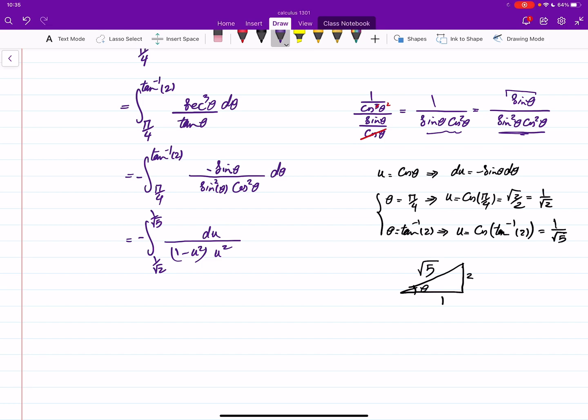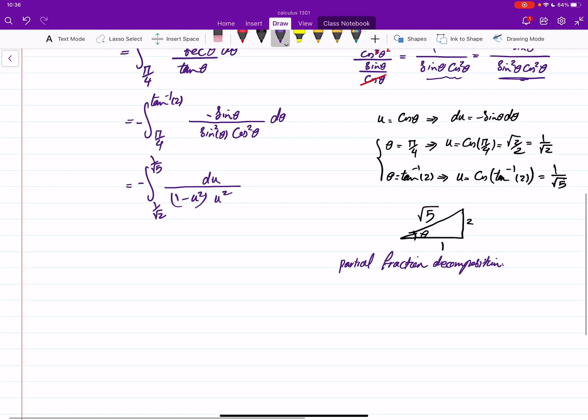This is a rational function. And to evaluate a rational function, we need to use a partial fraction decomposition. I know this is getting long, but see, we are using all the techniques that we have learned so far. So I want to write 1 over (1 minus u squared) times u squared as sums of partial fractions.